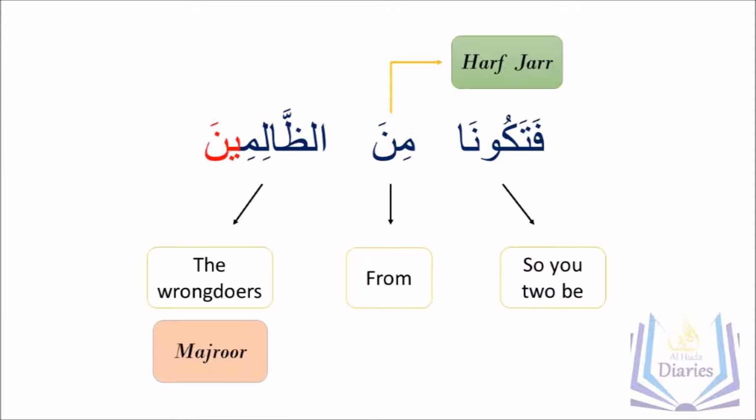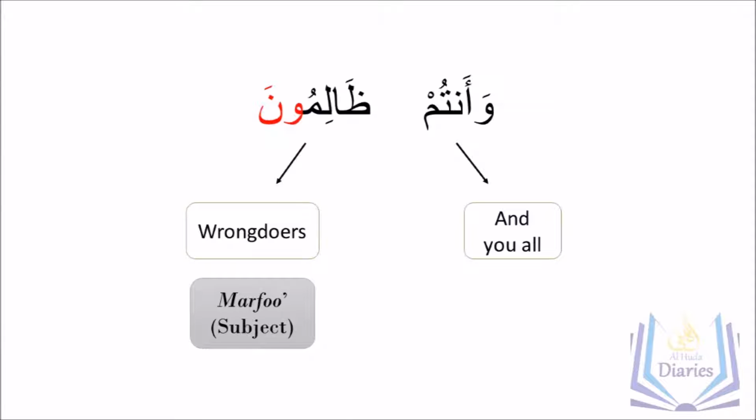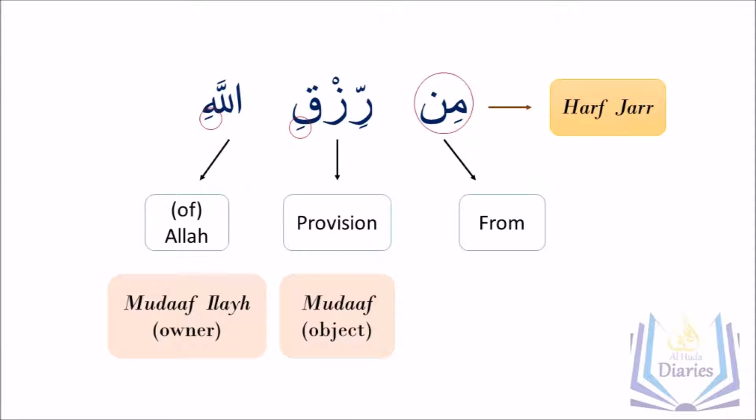And another example where Allah subhanahu wa ta'ala says وَأَنْتُمْ ظَالِمُونَ. So you all are those who do wrong. So here, because of the presence of waw noon, we know it is in the state of rafa. Another example where Allah subhanahu wa ta'ala says كُلُوا وَاشْرَبُوا مِنْ رِزْقِ اللَّهِ. So we see that min rizqi. So first we notice the harf jar min, because of which the word rizq is getting a kasra and becomes in the state of jar.